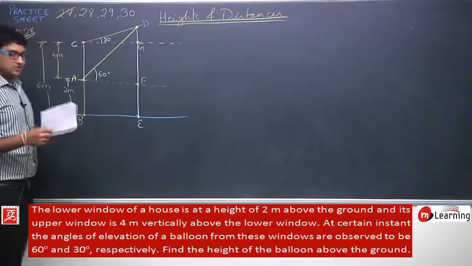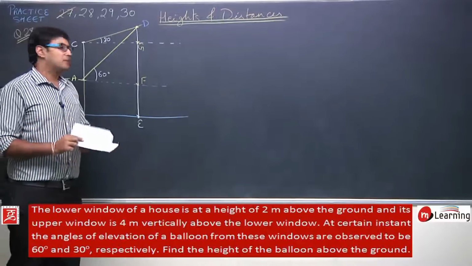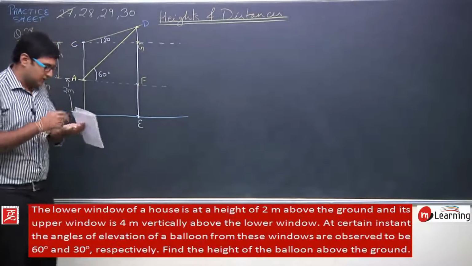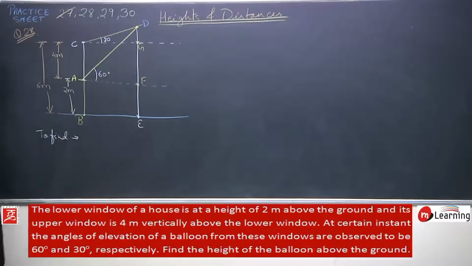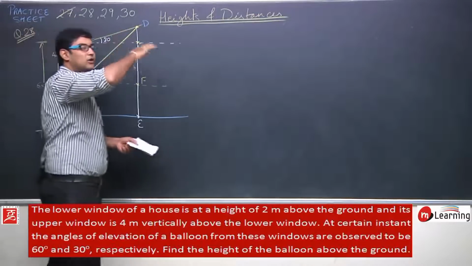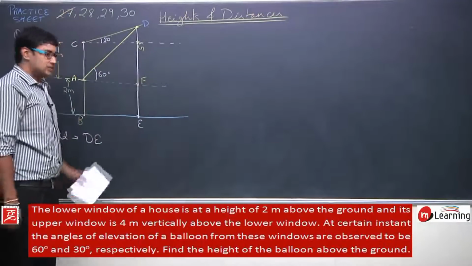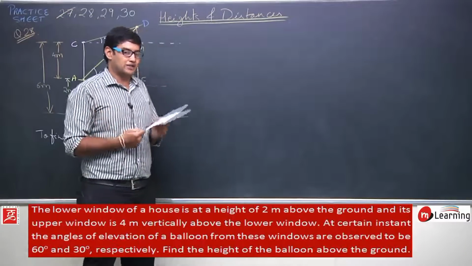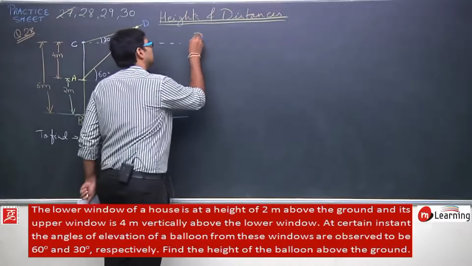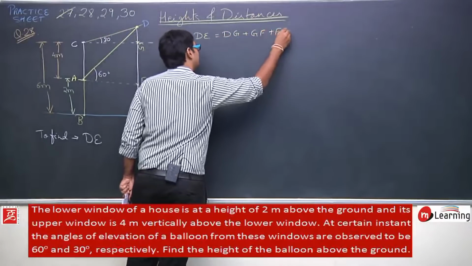Now what is our task? Our task is to find the height of the balloon above the ground, so by how much length the balloon is above the ground level. So my task is to find the length of DE, because DE represents the height of the balloon above the ground level. Now you can see that this line DE is made up of three parts. I can write DE is equal to DG plus GF plus FE.